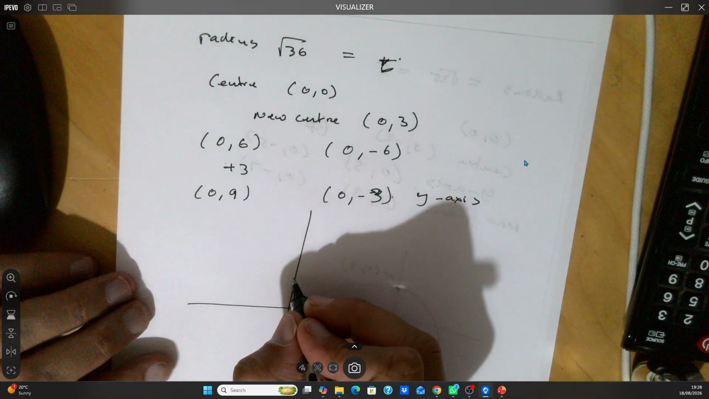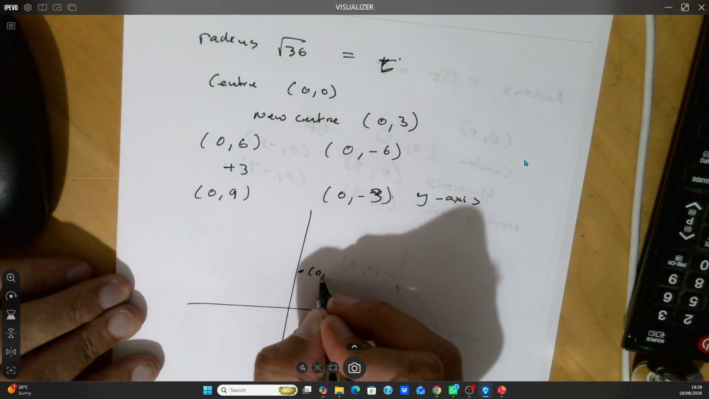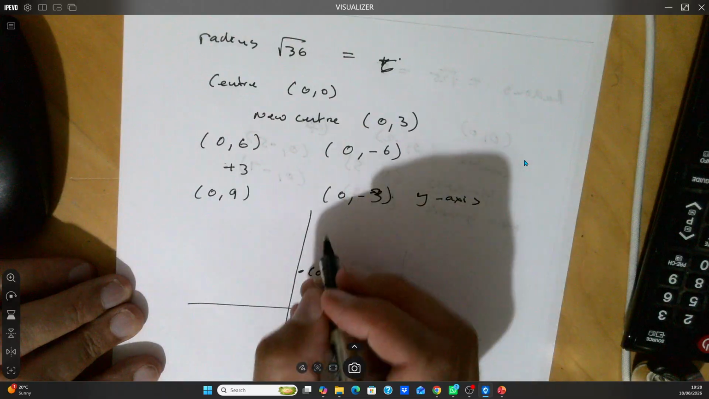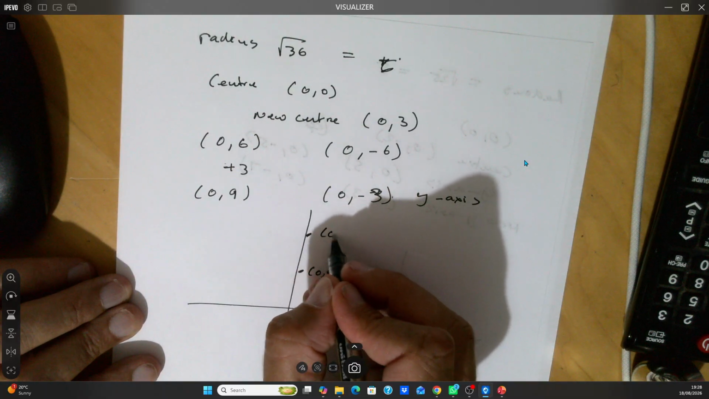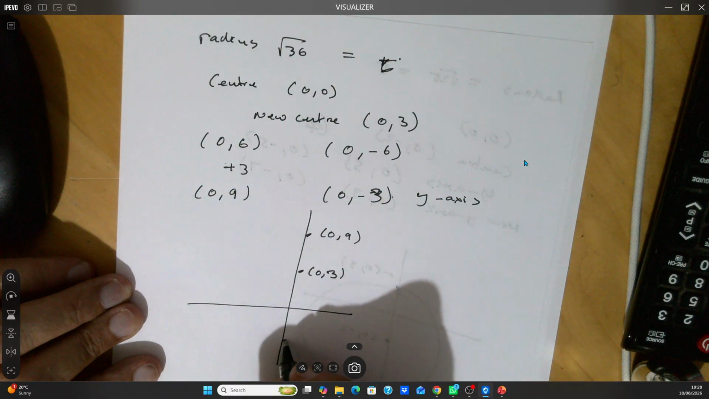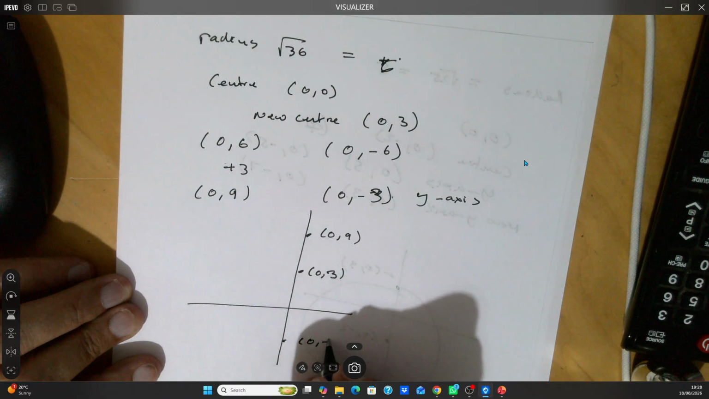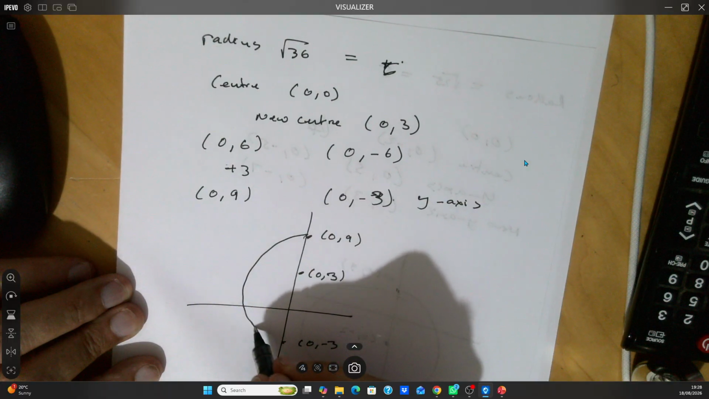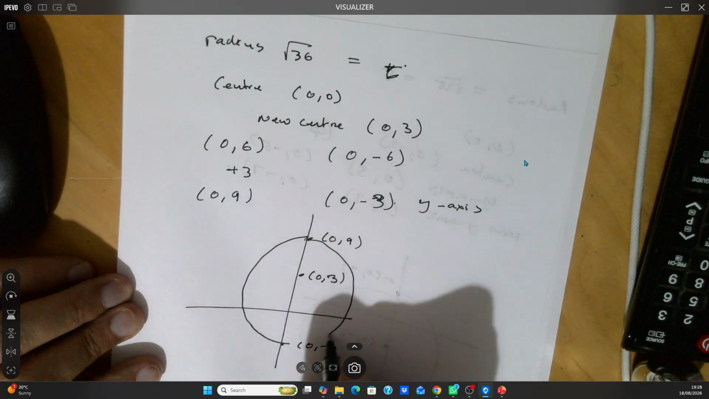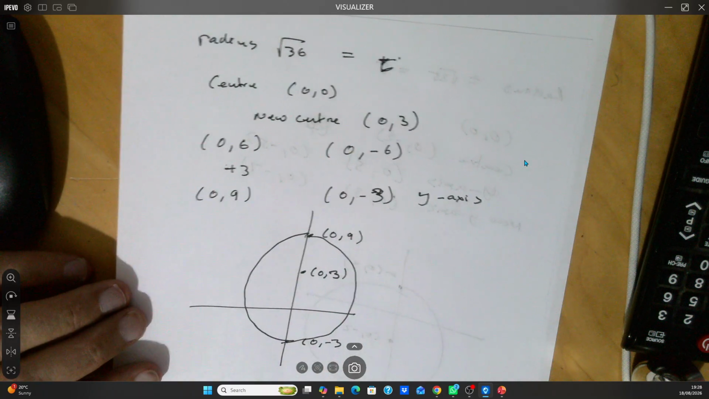The centre is at 0, 3. It's going through 0, 9, 0, -3. And there we are. Brilliant.